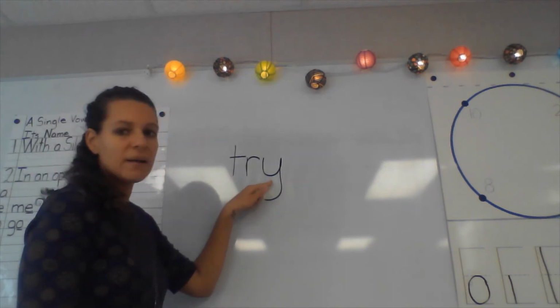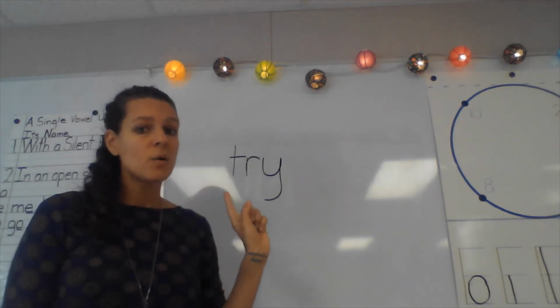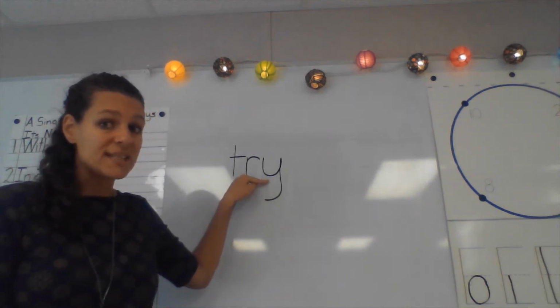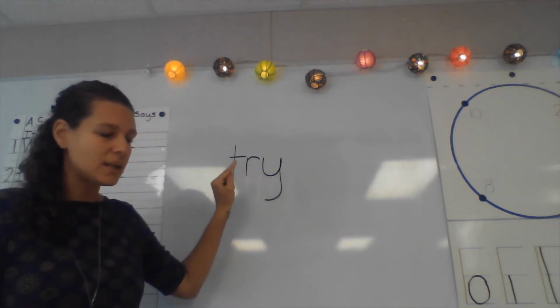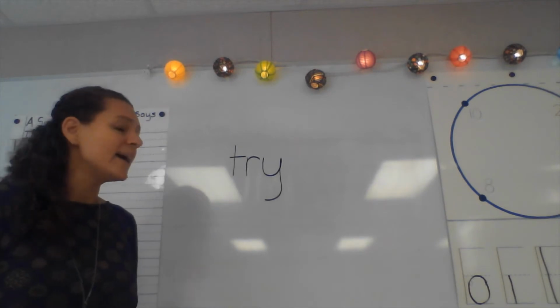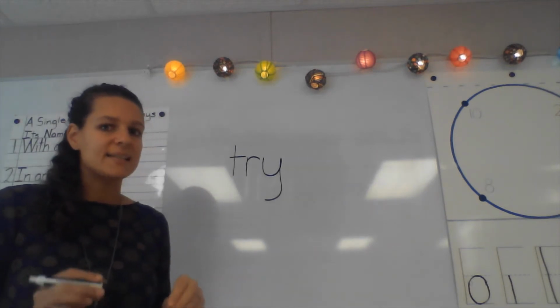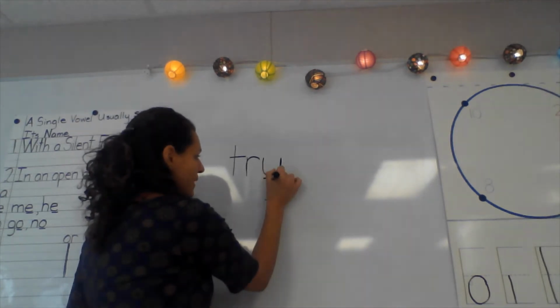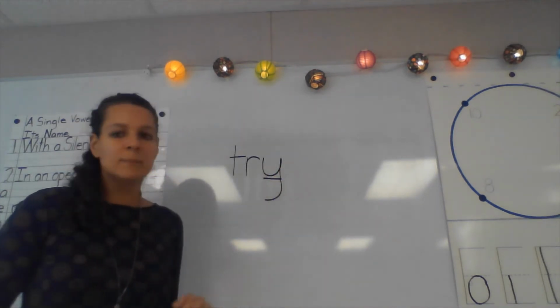So no, how about this? All right, so Y is saying its vowel name, which is I. I know this is a little bit tricky. So Y's vowel name is I. So it's saying its vowel name. We're going to underline it.